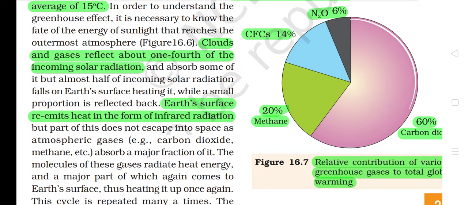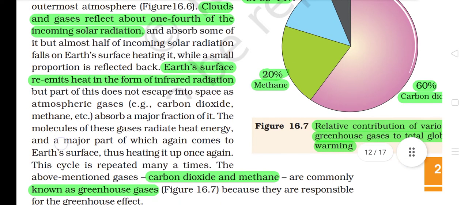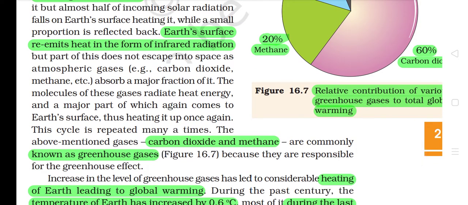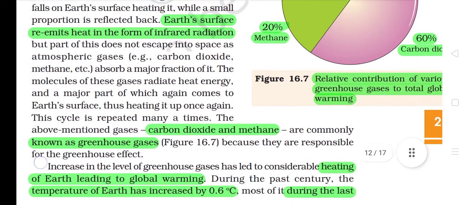Earth's surface re-emits heat in the form of infrared radiation, but part of this does not escape into space as atmospheric gases, for example carbon dioxide and methane, absorb a major fraction of it. The molecules of these gases radiate heat energy, and a major part of which again comes to Earth's surface, thus heating it up once again. This cycle is repeated many times.